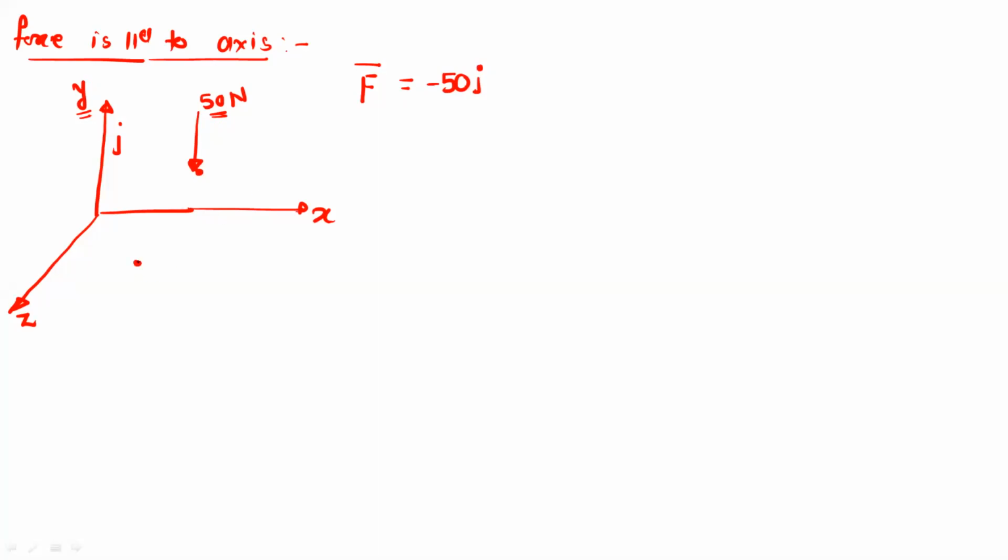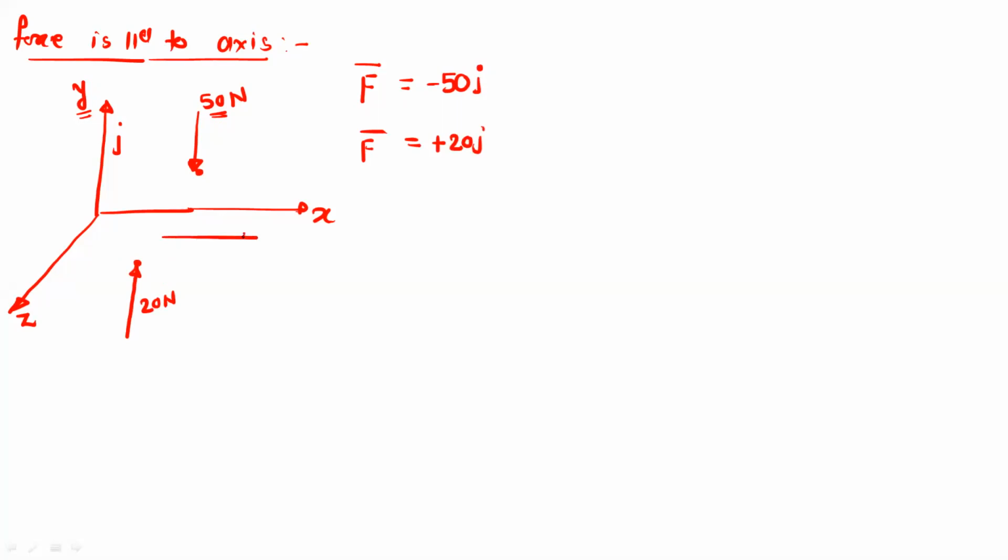Suppose we have a force parallel to the y-axis and acting in the positive y direction. Let us take this as 20 Newton. Okay. Then we will write F bar is equal to 20j, and this is plus 20j. Okay.